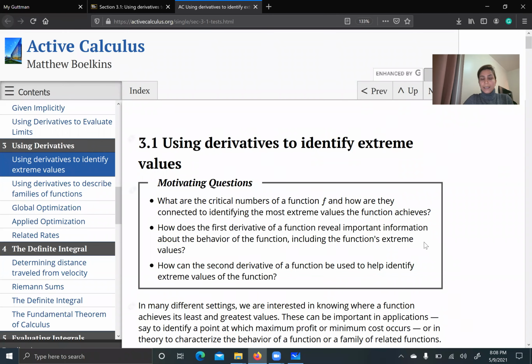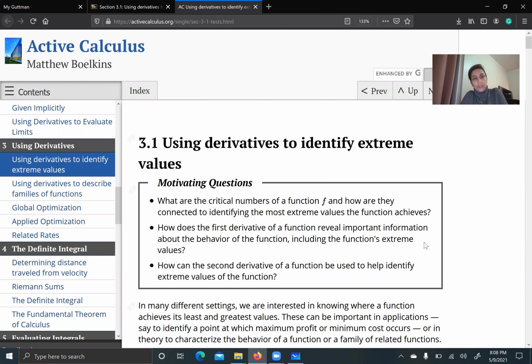Hello, class. We are going to start chapter 3 and look at the application of derivatives. So far, we learned about the derivative of a function and we know how to calculate them, but now it's time to see what piece of information, or why our derivatives are helpful.